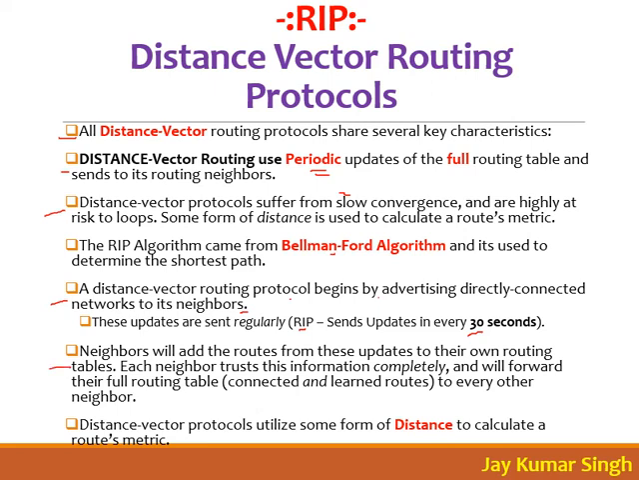The neighbor will add the routes from these updates to its own routing table. When these routers are connected, they exchange information, and after exchanging, they write their own routing table. Now, distance vector protocols utilize some form of distance to calculate the route metric, the same distance we told you about, the hop count.